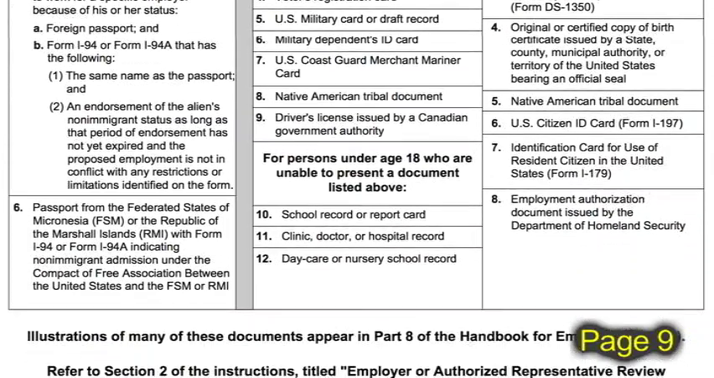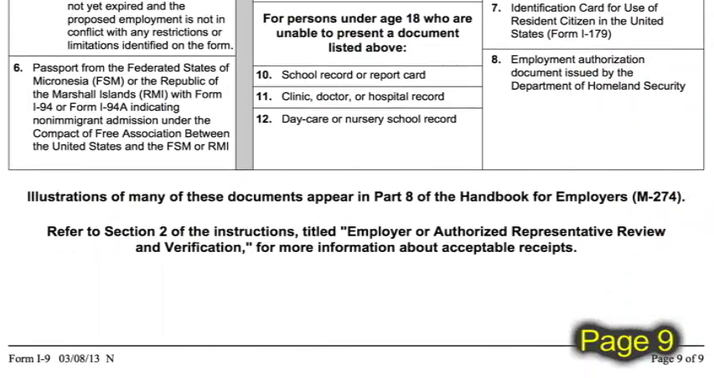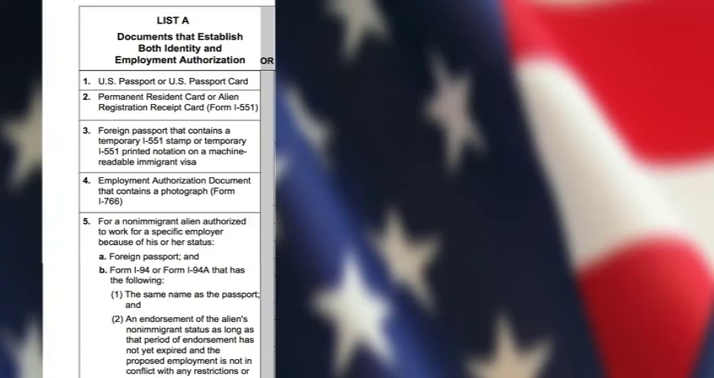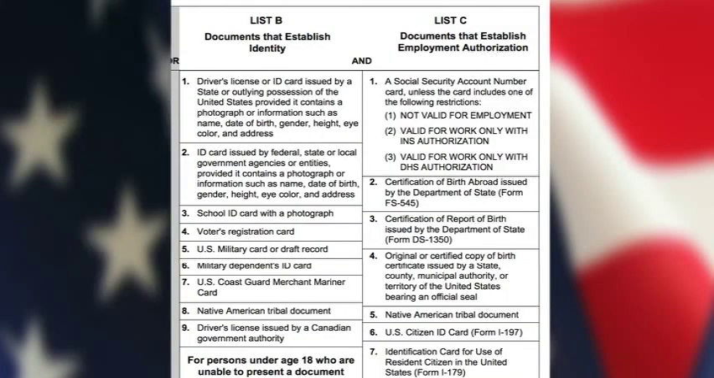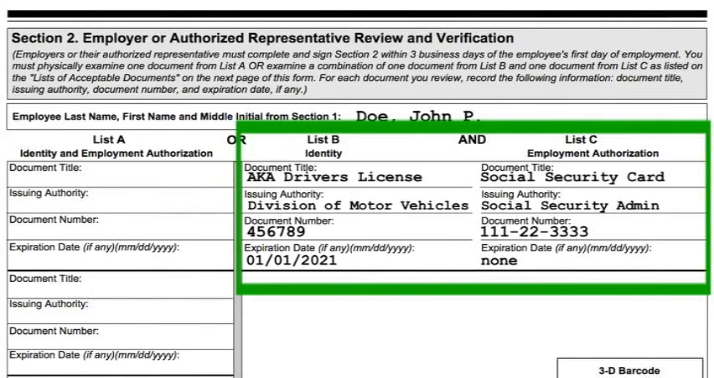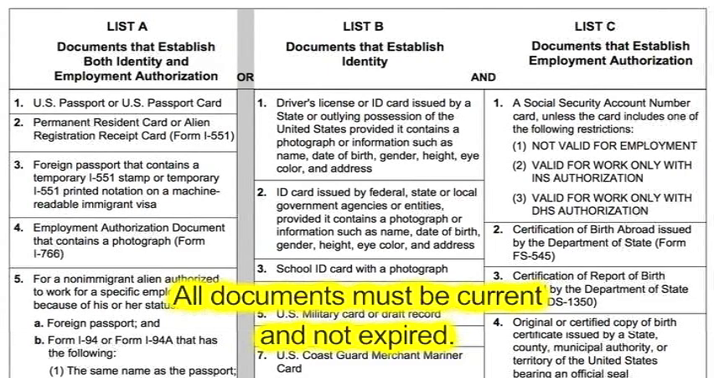If you choose a document that establishes both identity and employment authorization, List A, the CROSSMARK employee or designated agent need only list that document under List A in Section 2. If you do not have a List A document, you must choose a document from both List B, which must be a photo ID, and C, which establishes employment authorization. Those documents would be listed under List B and C in Section 2 by the CROSSMARK employee or designated agent. All documents must be current and not expired.